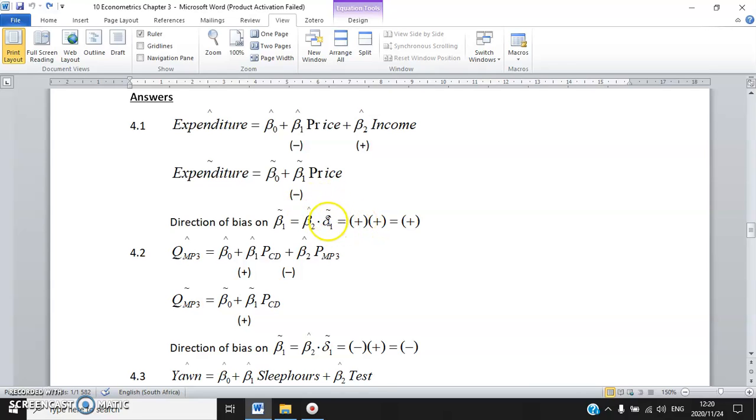And then what is this? Is it theta 1 or lambda 1? I don't know how to say this in English. The direction of the relationship between x1 and x2. And the direction should be positive, okay? It means income is higher, then the price will be higher.